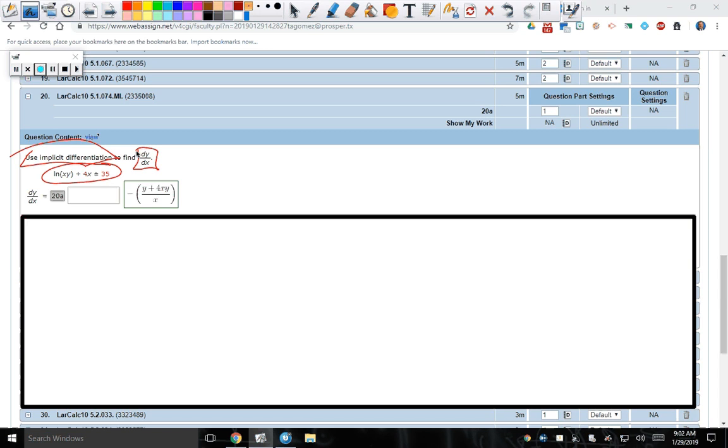What do I do? 1 over the stuff times the derivative of the stuff. What rule are we going to do for the derivative of the stuff? Product rule. So 1 over the stuff, let me highlight it, 1 over the stuff times the derivative of the stuff. So now let's find what is the derivative of x times y. Well, the first times the derivative of the second plus the second times the derivative of the first. Okay? So that one's done.